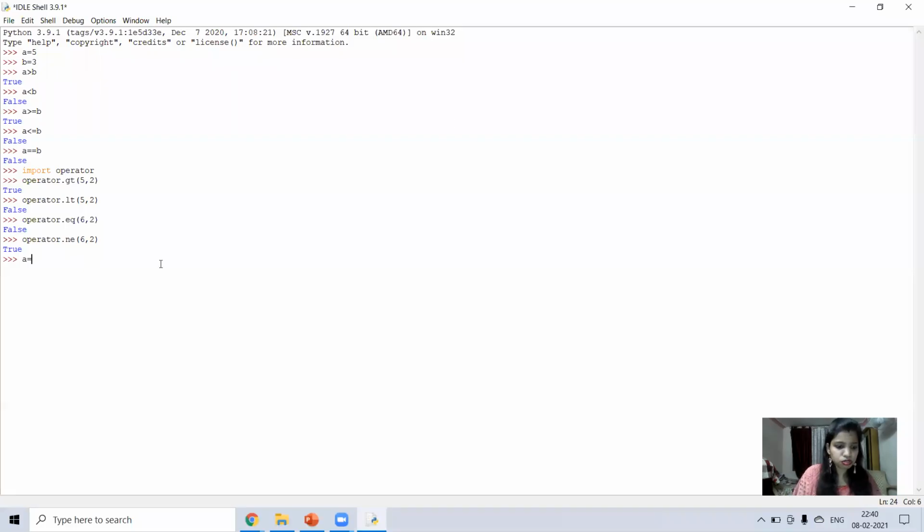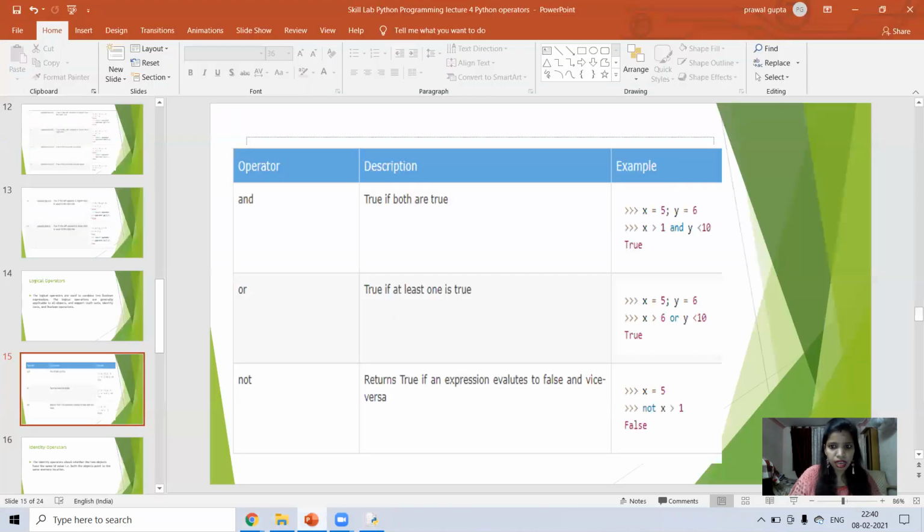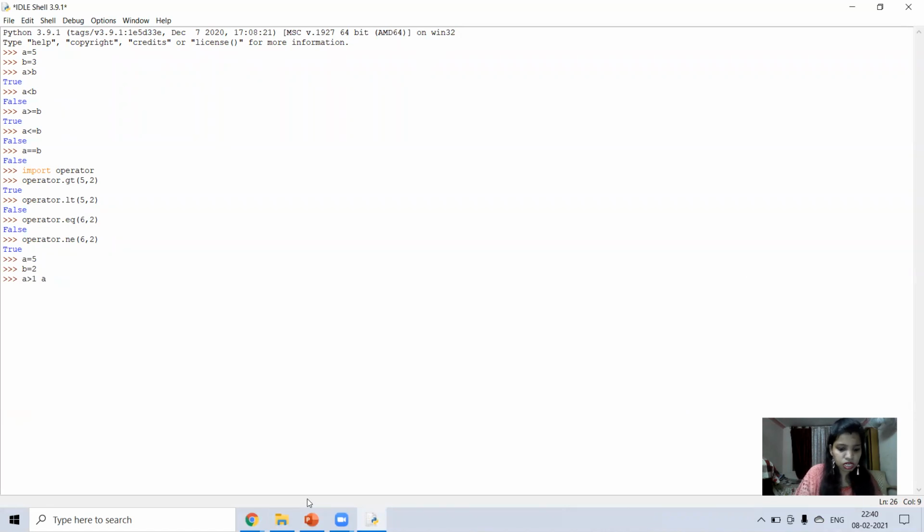Suppose a equals 5 and b equals 2. Now a greater than 1 and, wait a minute, and means we have to write and, b greater than 1. Pause the video and tell me what should be the answer. True. Now I'm checking a greater than 1 or b greater than 5. The answer is true because any one condition is true.